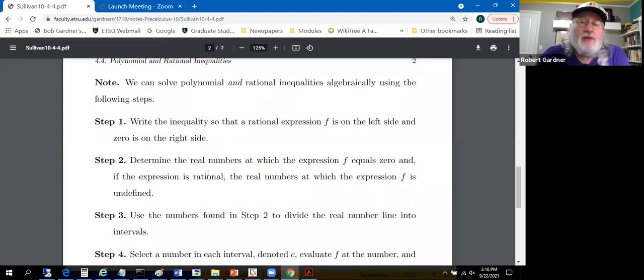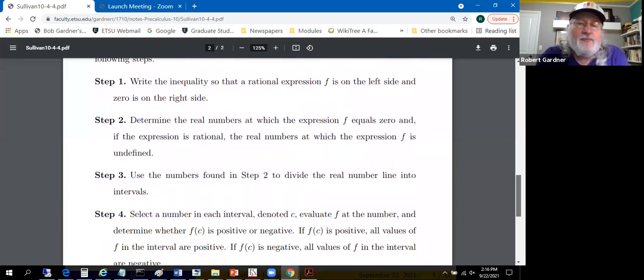Step 2, determine the real numbers at which the expression f equals 0, that'd be the x-intercepts. If the expression is rational, find the real numbers at which the expression is undefined. That would be where we have division by 0. How are you going to do this? By factoring. Factor the numerator and factor the denominator. Nobody said anything about simplifying, though we might do some simplifications. We'll illustrate it with an example.